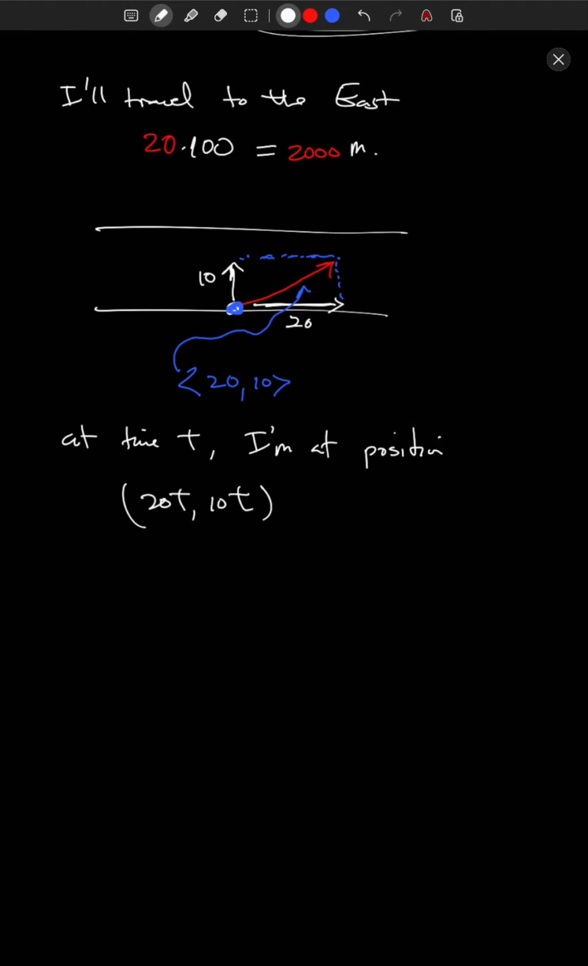Okay. So for example, after 1 second, I've rowed myself 10 meters north, and in the same time, the river has pushed me 20 meters to the east. So I'm at 10 comma 20, right? In another second, I will have rowed another 10 meters north, and the river will have pushed me another 20 meters to the east, right? So I'll be at 40 comma 20, which will be 20 times 2 comma 10 times 2, right? So this is my actual position at any time.